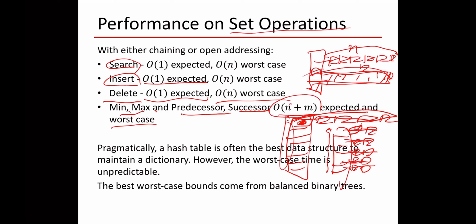Okay, that's this way. So programmatically, the hash function is the best data structure to maintain a dictionary. The worst case is unpredictable. So the best worst-case bound comes from a balanced binary tree. If you maintain the balanced binary tree, that is okay. But if your tree is unbalanced like this one, skewed in one bucket, it takes a while.